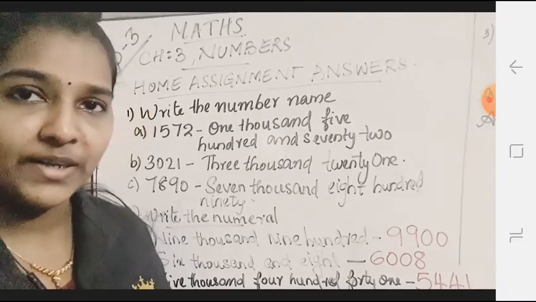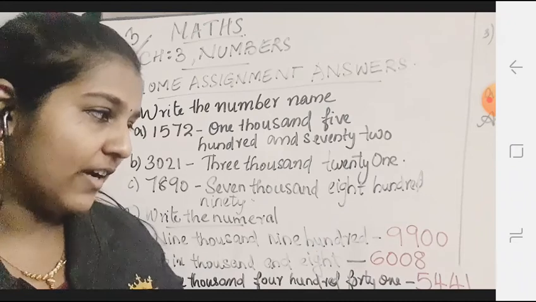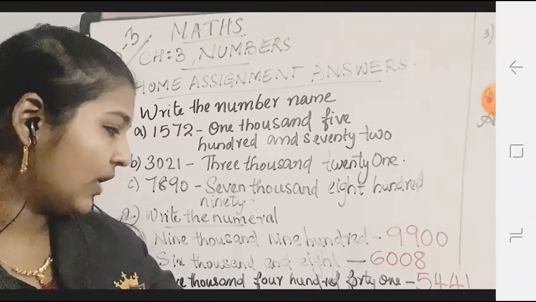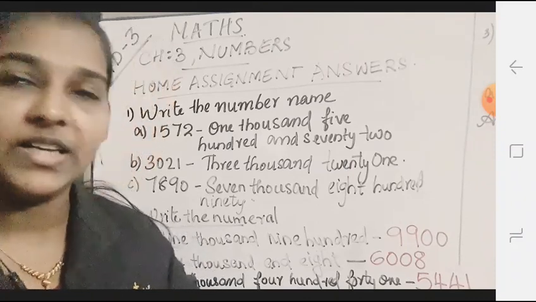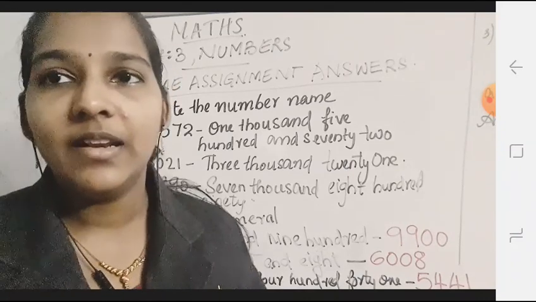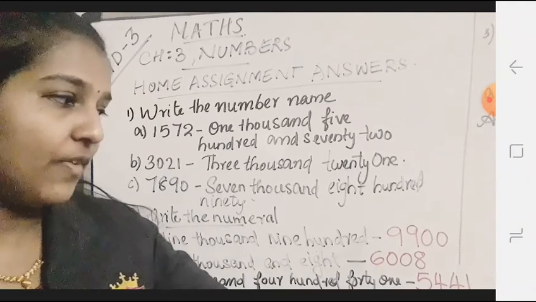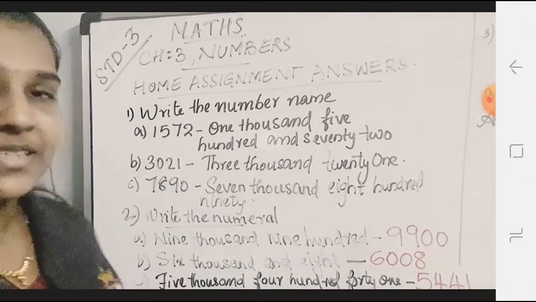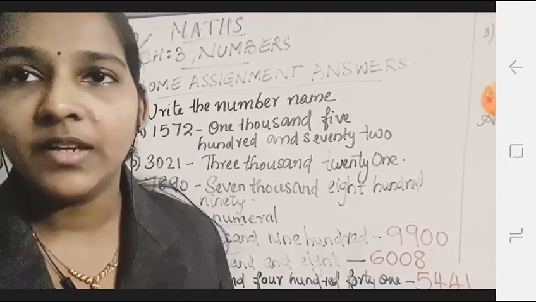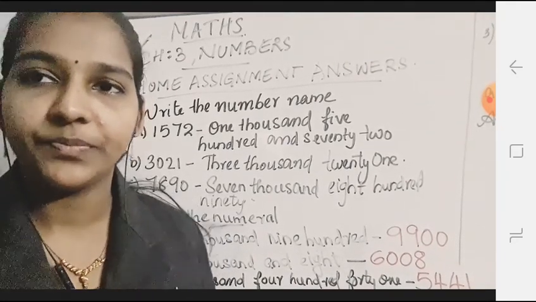5441. How to write it? So 5 in the first position, 400. So 4 in the second position, 41. 4 and 1 in the last two places. Okay, so 5441 is the numeral for this number name. Got it, children? Okay.